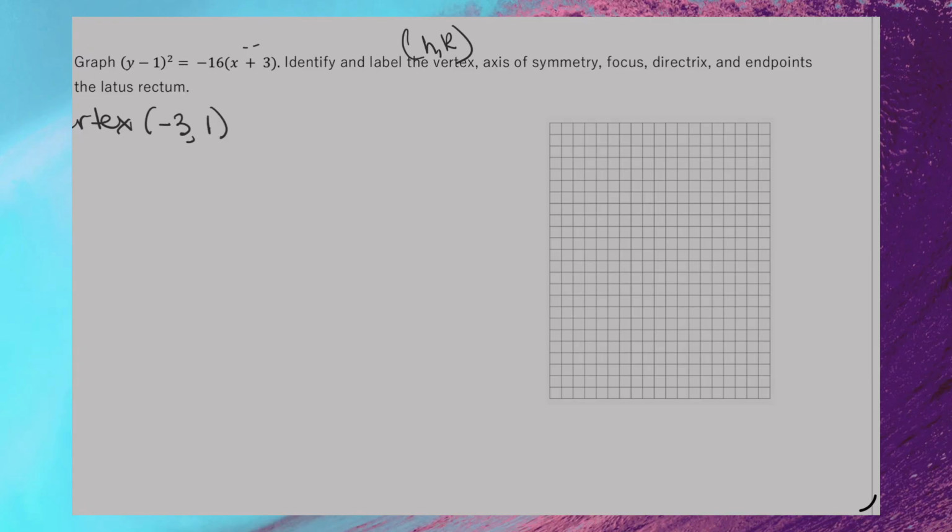Okay. Let's see, since it's a y squared, this is going to open right or open left. So it's either a right or a left. I don't know which yet. Actually, I kind of do, because 4p equals negative 16, which means p is negative 4, which means it's going to open left. Okay?